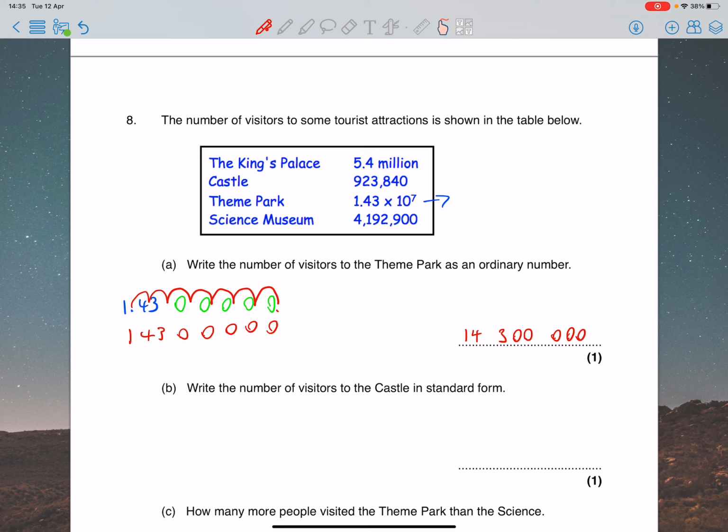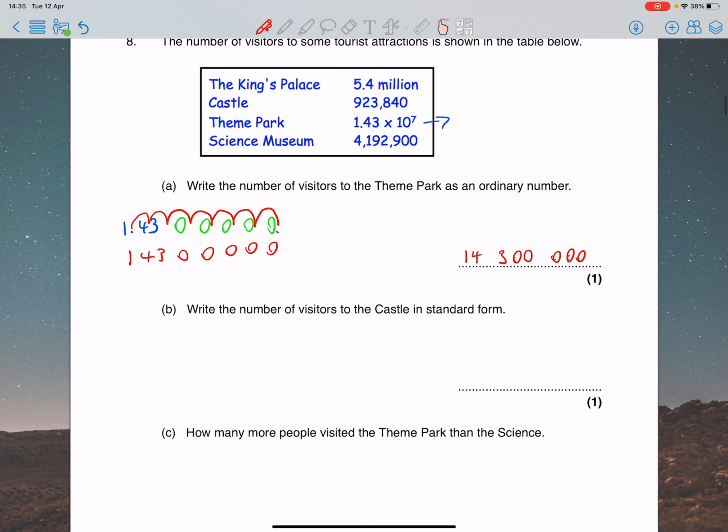And I've separated it out like this, so we can see it's 14,300,000. Okay, next, write the number of visitors to the castle in standard form. Well, 92,380... 840. So it's going to be something times 10 to the power of something.